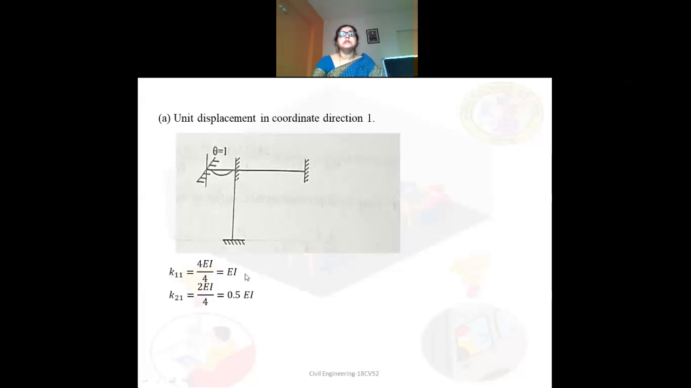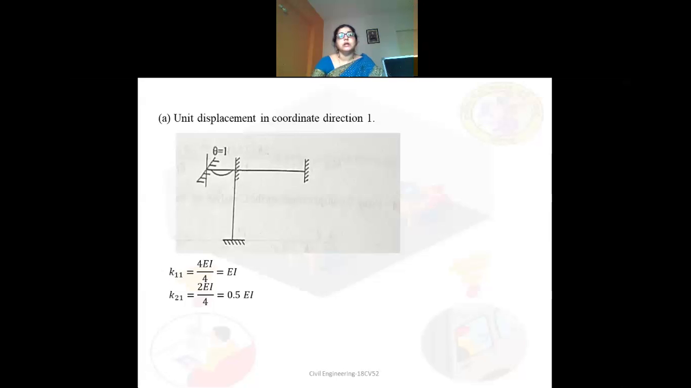Right. So next, what is it that we need to do? We need to apply a rotation at coordinate 1, clockwise rotation at coordinate 1, let that be theta equal to 1. So K11: what is the force at coordinate 1 due to rotation at coordinate 1? So again, use the same formula, that is 2EI by L into 2 theta A plus theta B minus 3 delta by L.